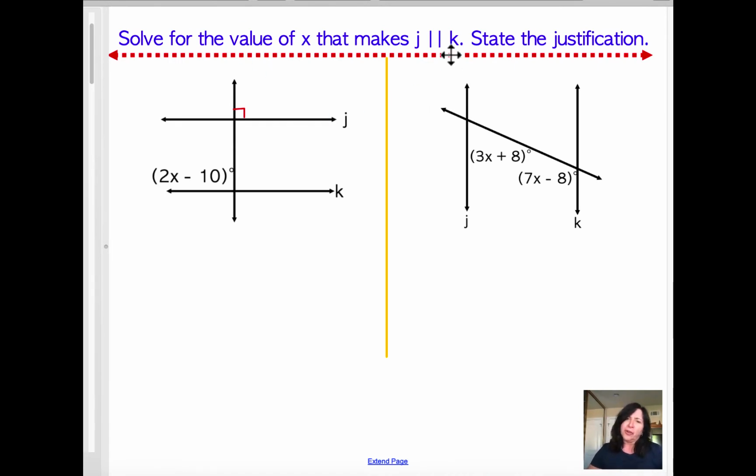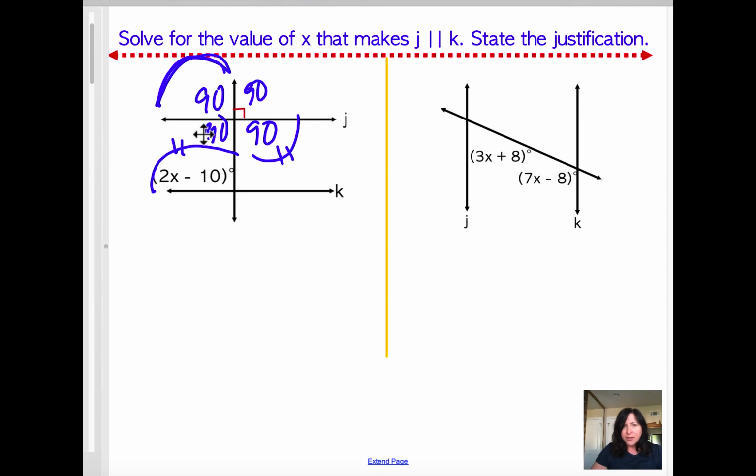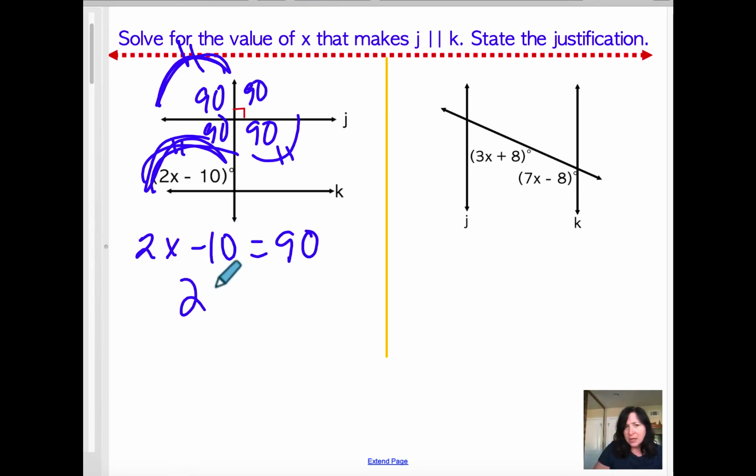For these ones also, what would make J and K parallel? Again, first of all, I know this is 90, which makes that 90, which makes that 90, and what makes that 90. Which means that this angle has to equal this angle because those would be alternate interior angles. That's option 1. Option 2, I can say this angle is equal to this angle because they're corresponding angles. So let's just say that. 2x minus 10 equals 90. Add 10. 2x equals 100. X equals 50.